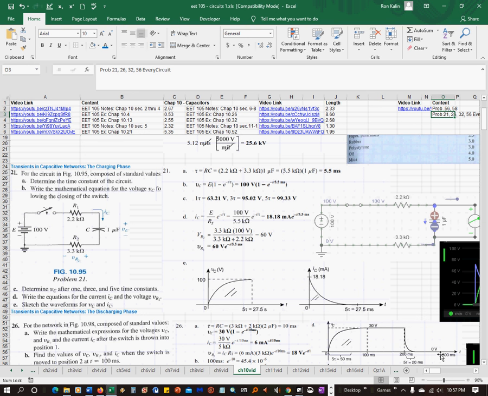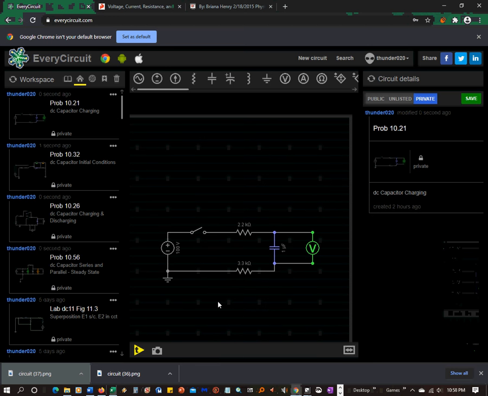EET105, chapter 10, capacitors. Problem number 21, I did the Every Circuit example for this problem. It's a charging phase problem. So we have this circuit here. I built this circuit in Every Circuit here. The blue is going to indicate the current flowing through this capacitor, and the green is the voltage across the capacitor. So I'm going to go ahead and run it in transient space.